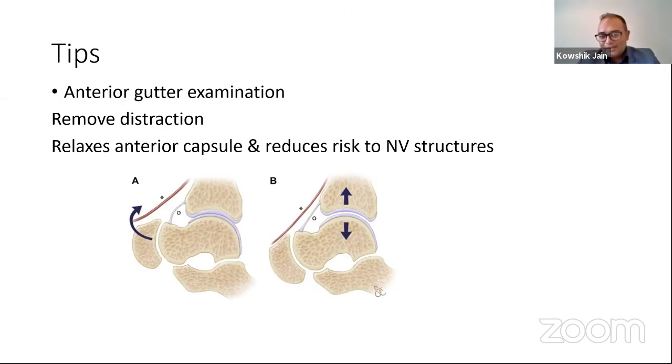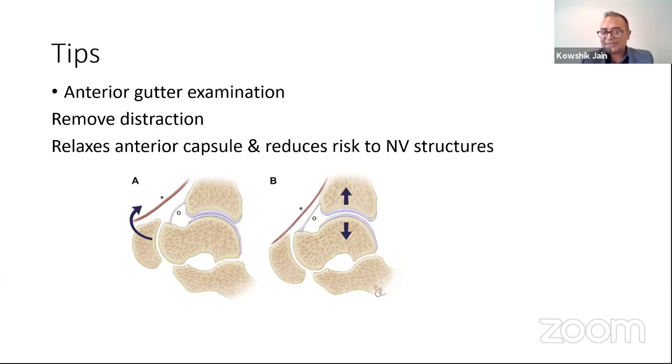I would like you to focus on this photograph. A is the anterior gutter when the distractor is taken off. B is the anterior gutter when the distraction is on. The star in the photograph is the neurovascular structure, and O is the capsule of the ankle joint. In B, you see that the capsule is really tight and the neurovascular structures are very close to the capsule. That's what happens when you distract the ankle joint.